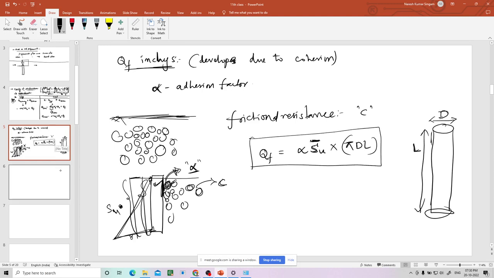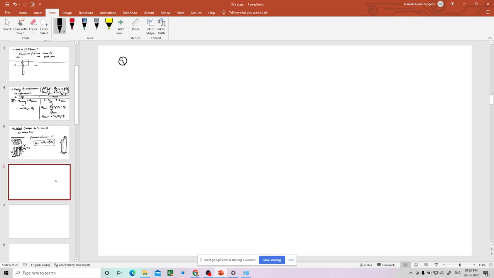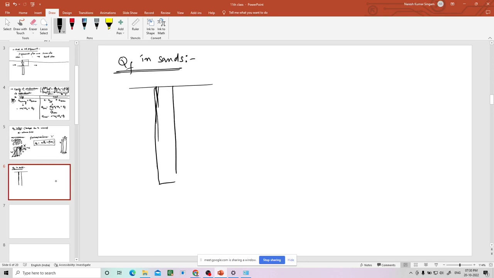So now we'll go to frictional resistance in sands. Okay. So here again drawing the same thing. This is sand.